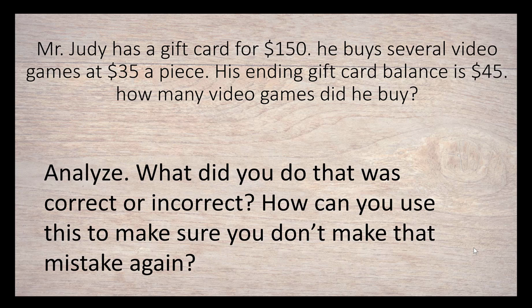That final step is to analyze. What did you do that was correct or incorrect? And if you did something incorrect, how can you use that knowledge that you learned to make sure that you don't make that mistake again, so that you can do better the next time around? If we're not learning from those mistakes, we're not learning. We have to make sure that we're figuring out what we're going to do to make sure that we don't do that again. And that's the process for a 3-read.